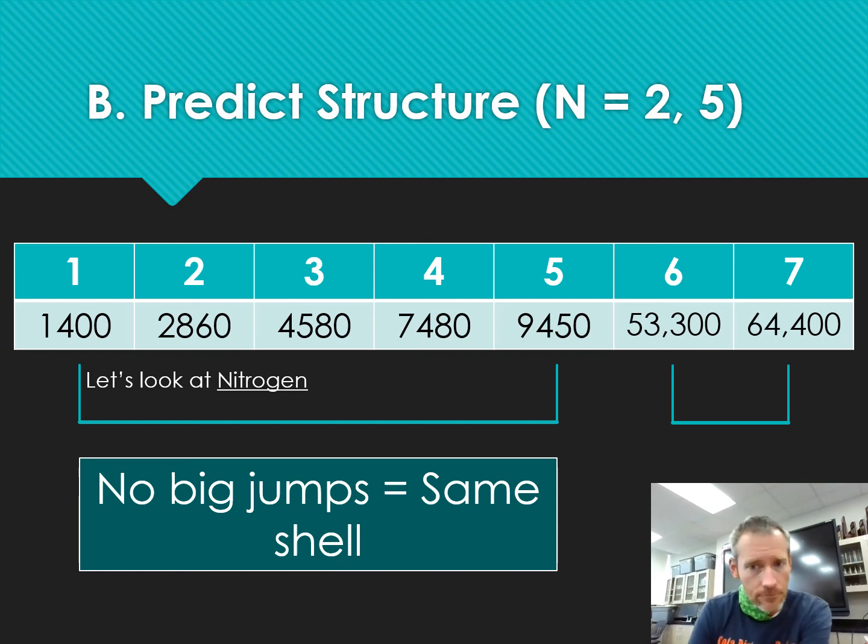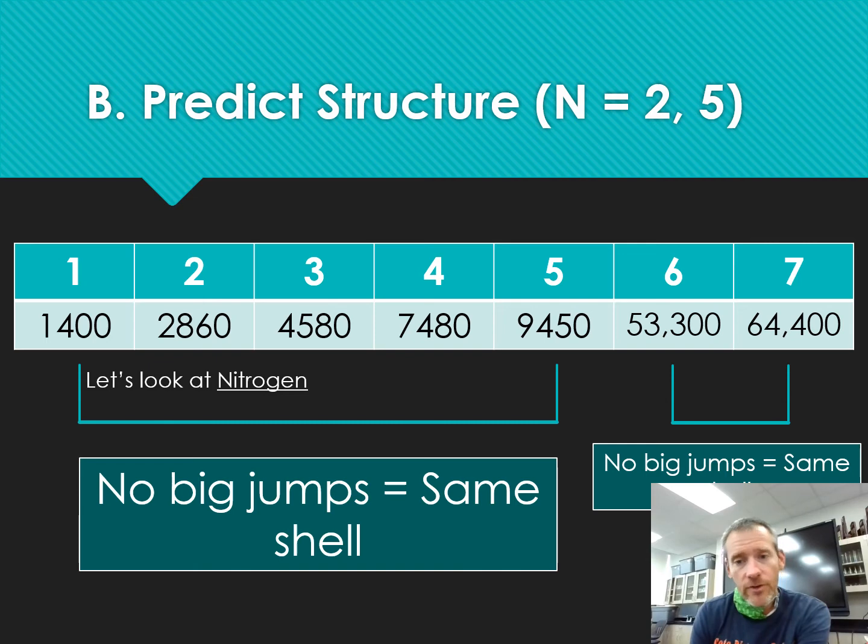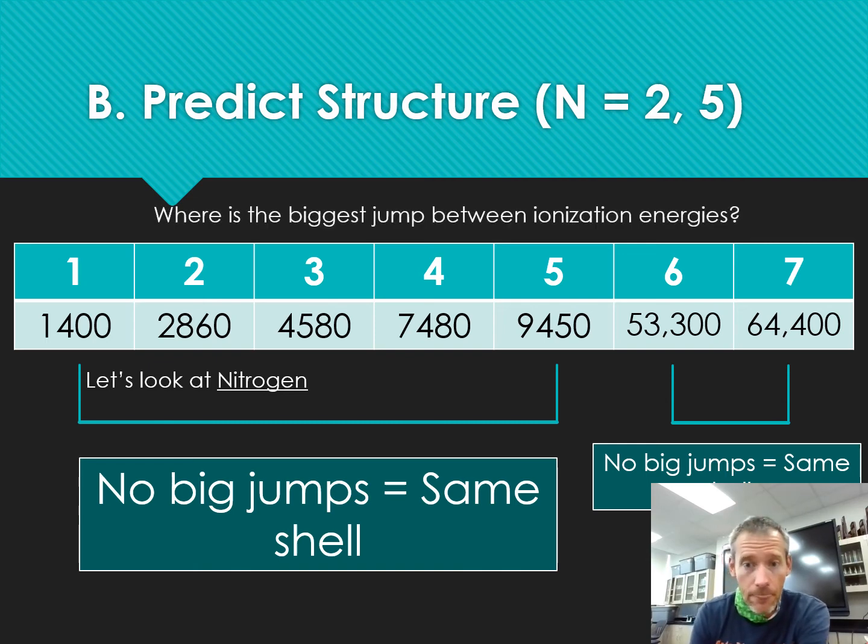But then the 6th and 7th have huge jumps. Between those two, again, there's no big jump because they're at the same energy level, same shell. The biggest jump is between 5 and 6. It goes from just under 10,000 to 53,000. That's where you see the difference in the shells. When you see a big jump, that means it removed all its valence electrons, and now it has a new shell where electrons are located. So you can see it's 6 times greater from 5 to 6.